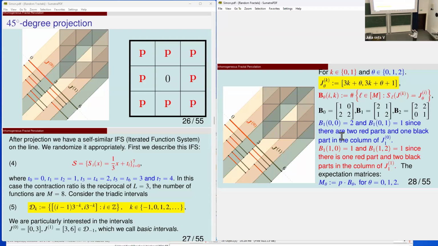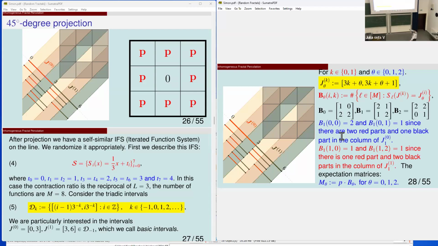The tan columns correspond to B1. So when you want to fill in B1, you care only about the tan columns. Now, when you speak about the first row, which we call the 0th row, then we focus on this particular column. In this column, you see that the zeroth basic interval is red, the one basic interval is black. And in this column, you see 2 reds and 1 black. And that's why you have here 2 and here 1.